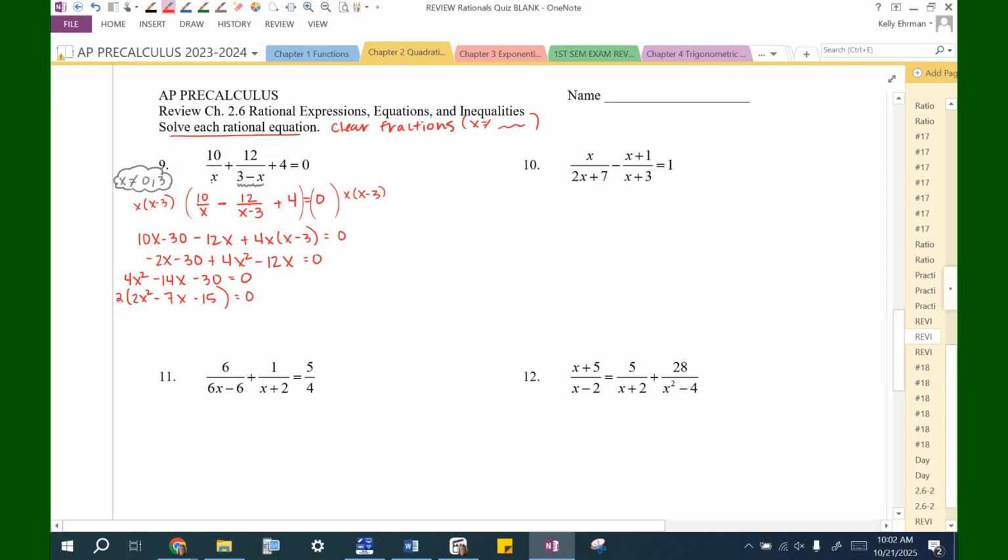Always try to factor first. If I have larger numbers, I do not want to do quadratic formula and work with huge numbers that I'm probably not going to correctly simplify. So try this first. Break 15 into 5 and 3.